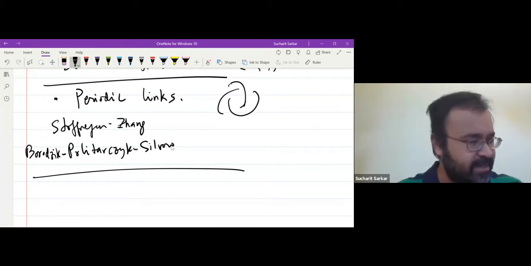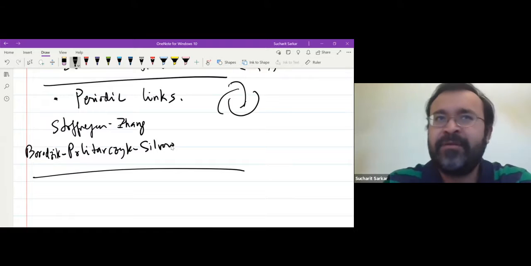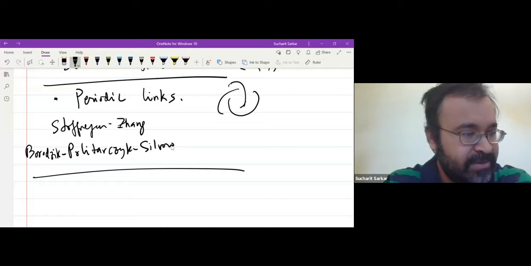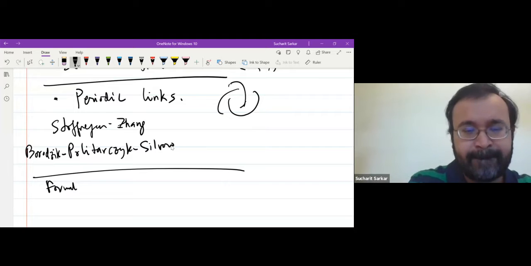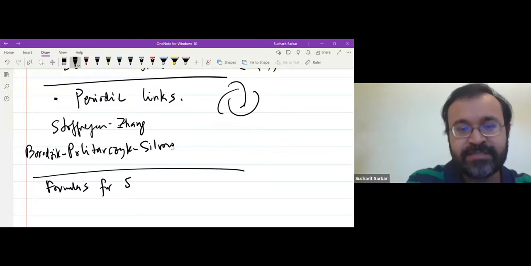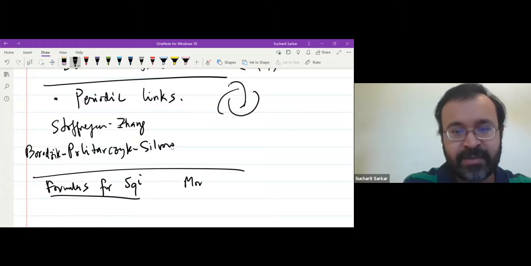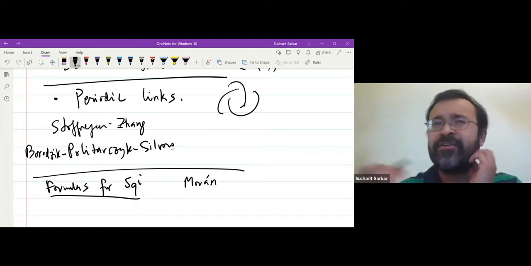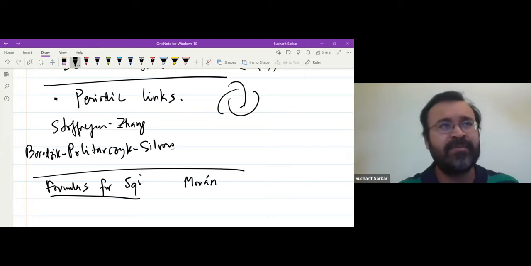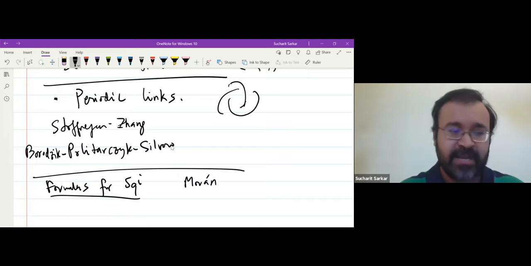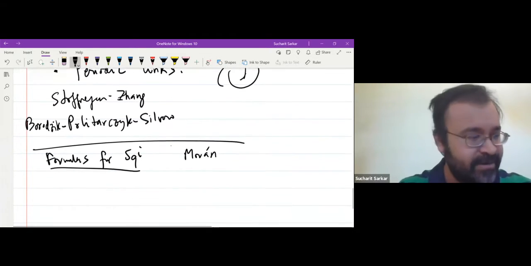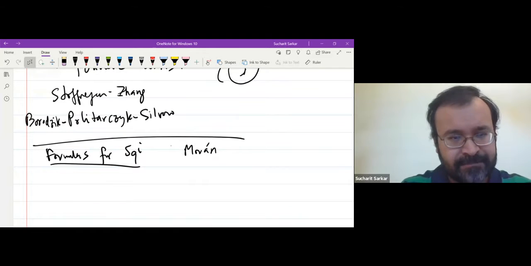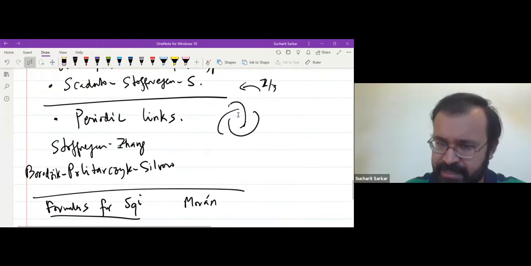So anyway, let me mention a couple more results that people have been doing. Also, I mentioned that we can get formulas for Steenrod squares. Moran came up with these formulas independently, or a different set of formulas, I think. He came up with some other formulas for Steenrod squares and for all the higher Steenrod squares. So there are some formulas there, once again for periodic links.